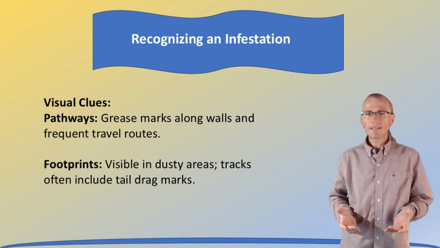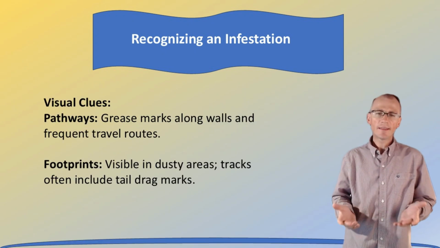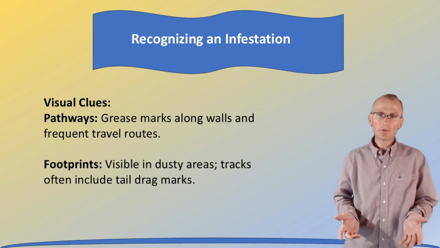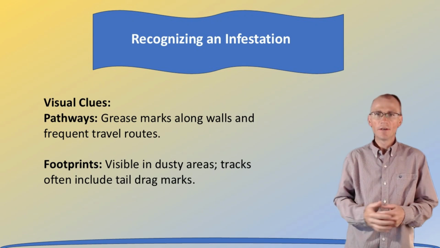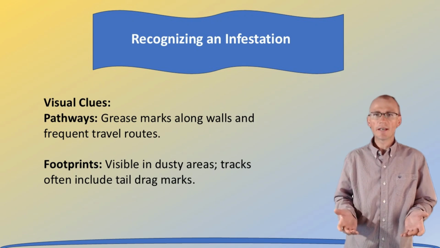With recognizing an infestation, we need to think about things like visual clues and pathways. This could be grease marks along walls and frequent travel routes, or footprints visible in dusty areas. Tracks often include tail drag marks.